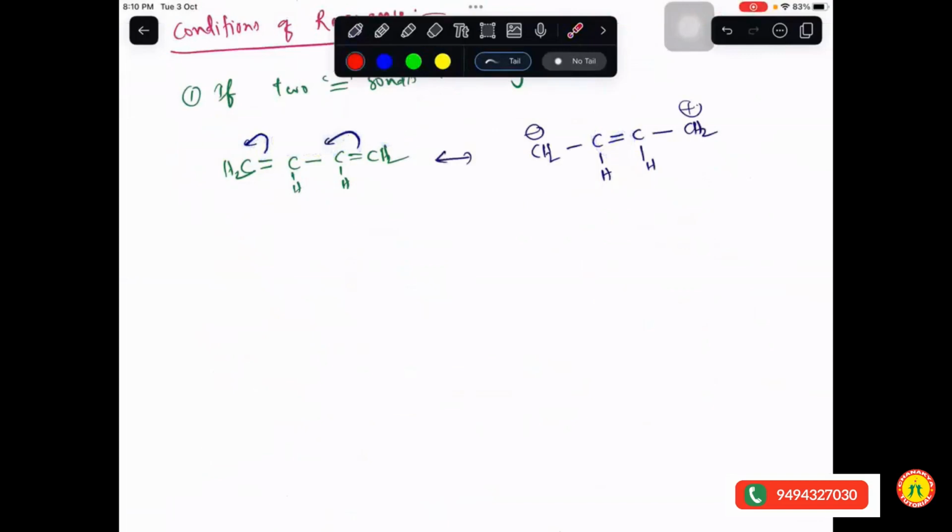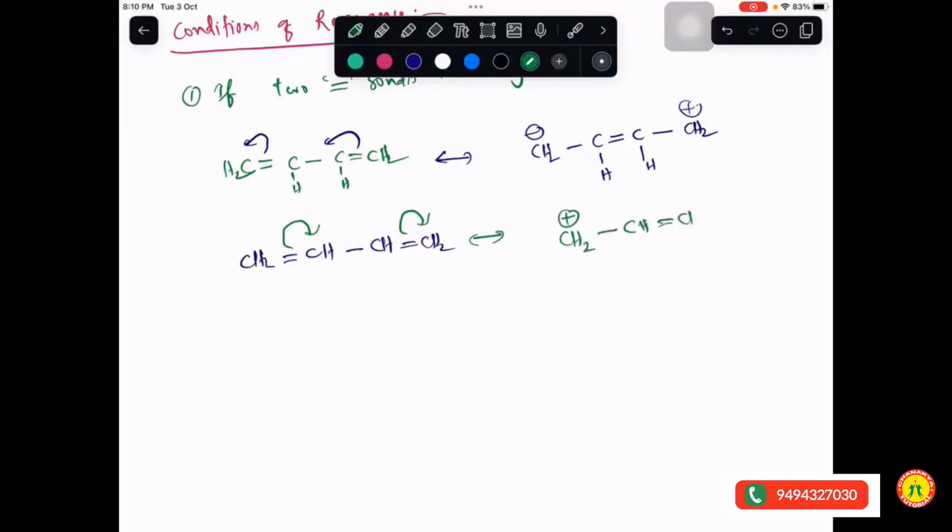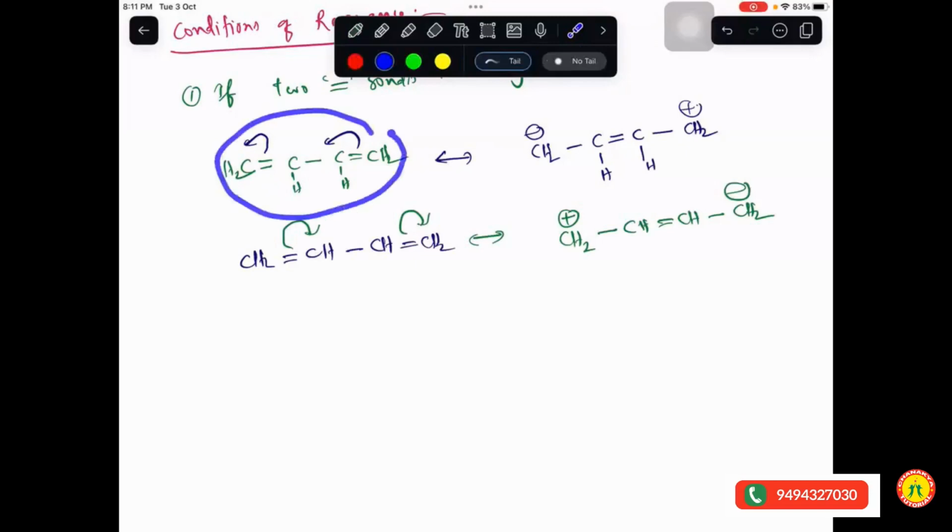Another possibility is also there. Next one, the same molecule I am writing. Another molecule: CH2 double bond here, CH, and CH double bond here, CH2. Another possibility is that this can shift here and this can shift here. So now what can form here? CH2, this is shifting, here plus and here minus. So the double bond is forming, and here CH2 minus is forming. See here, how many resonance structures? This is the original structure. These two are the charged forms.